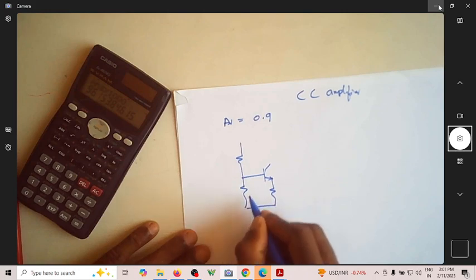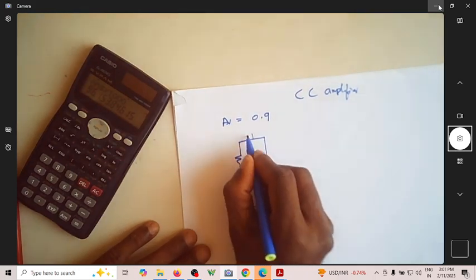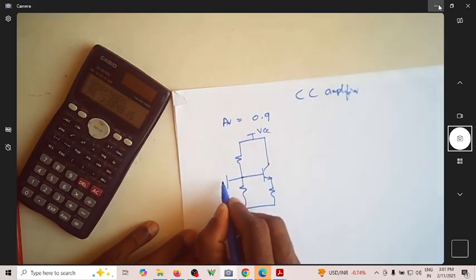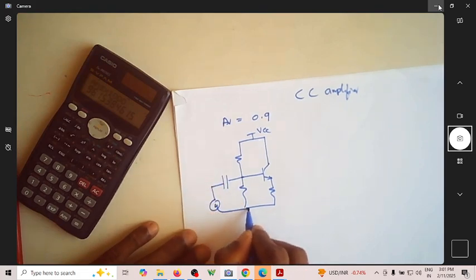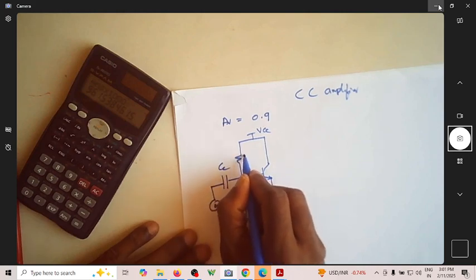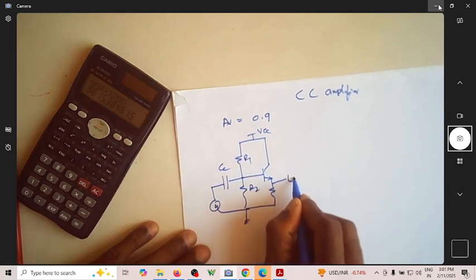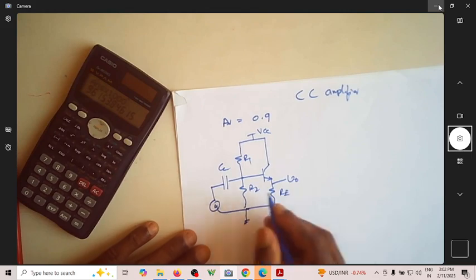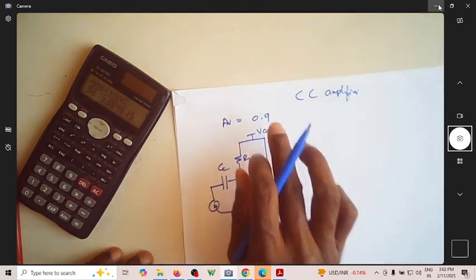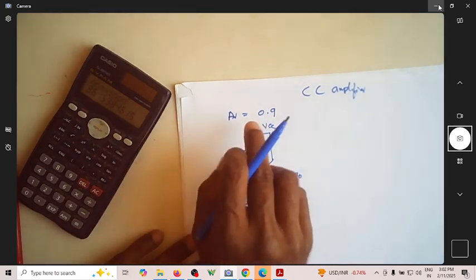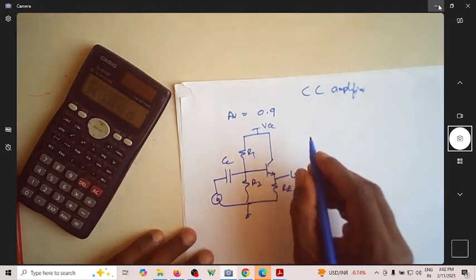This is the circuit you're looking at. This is VCC, this is CC, the coupling capacitor, R1, R2, E0. This is RE. So let us see whether we have a standard value of RE for this 0.9, or shall we just see how much.